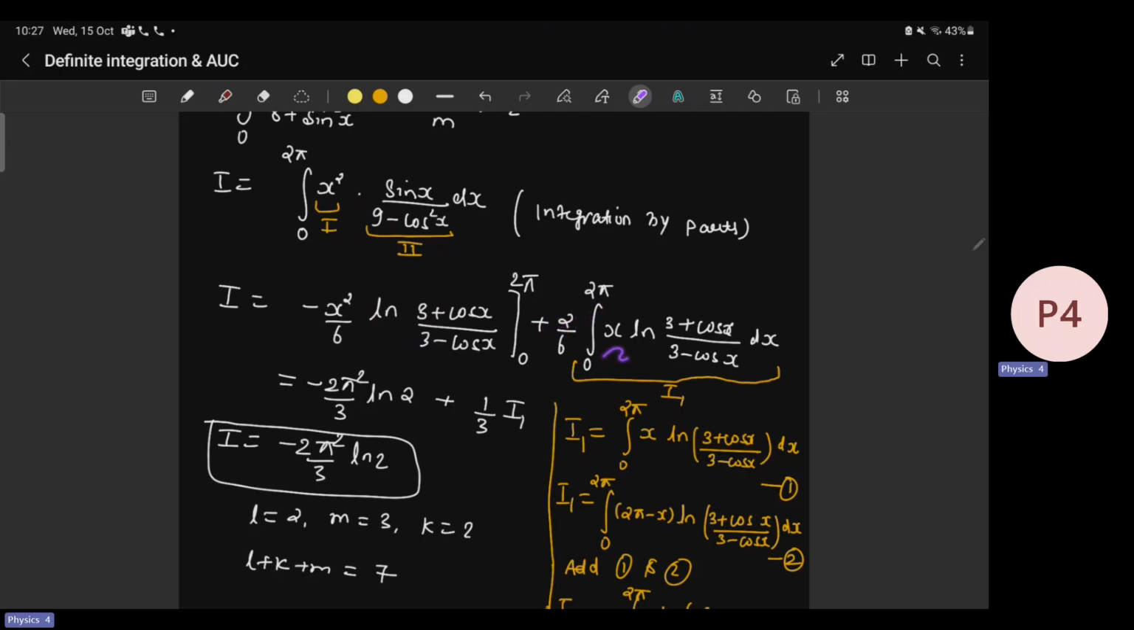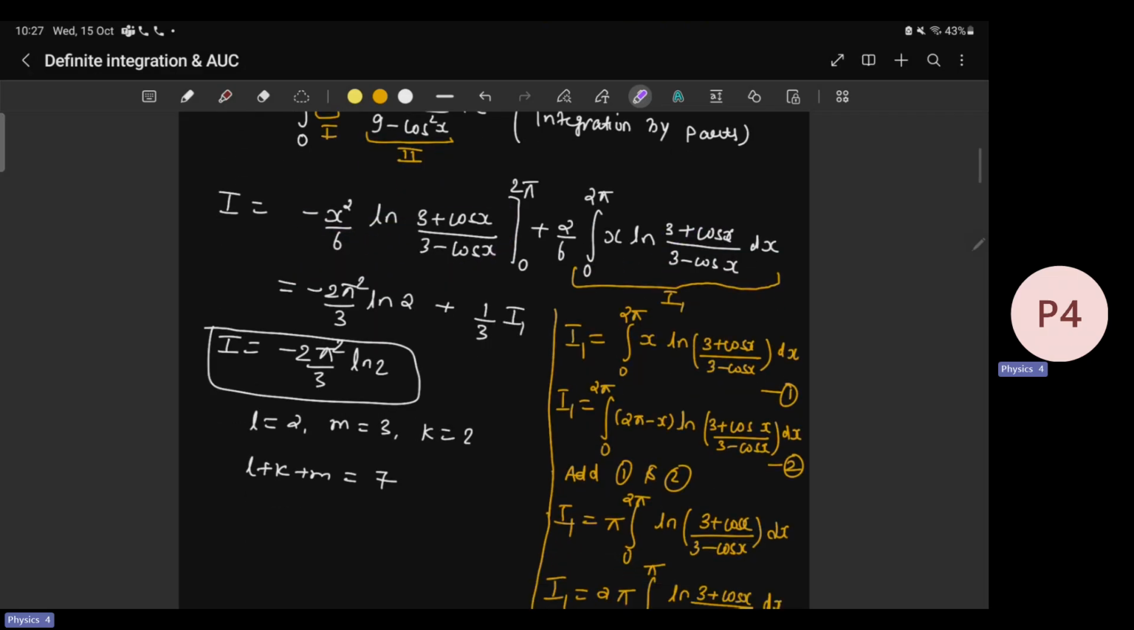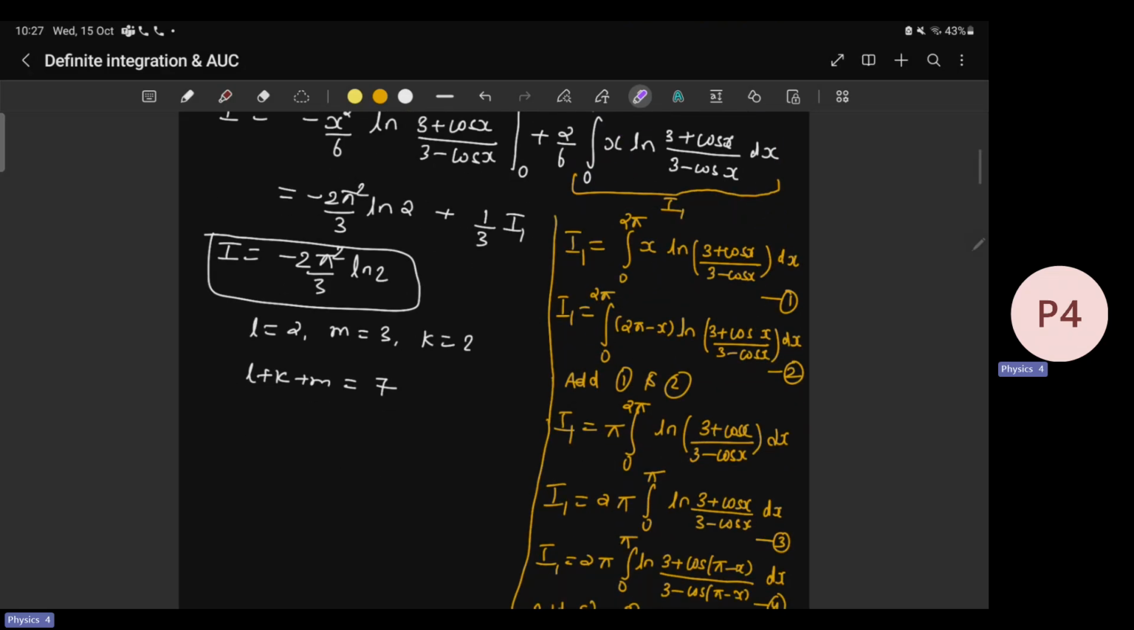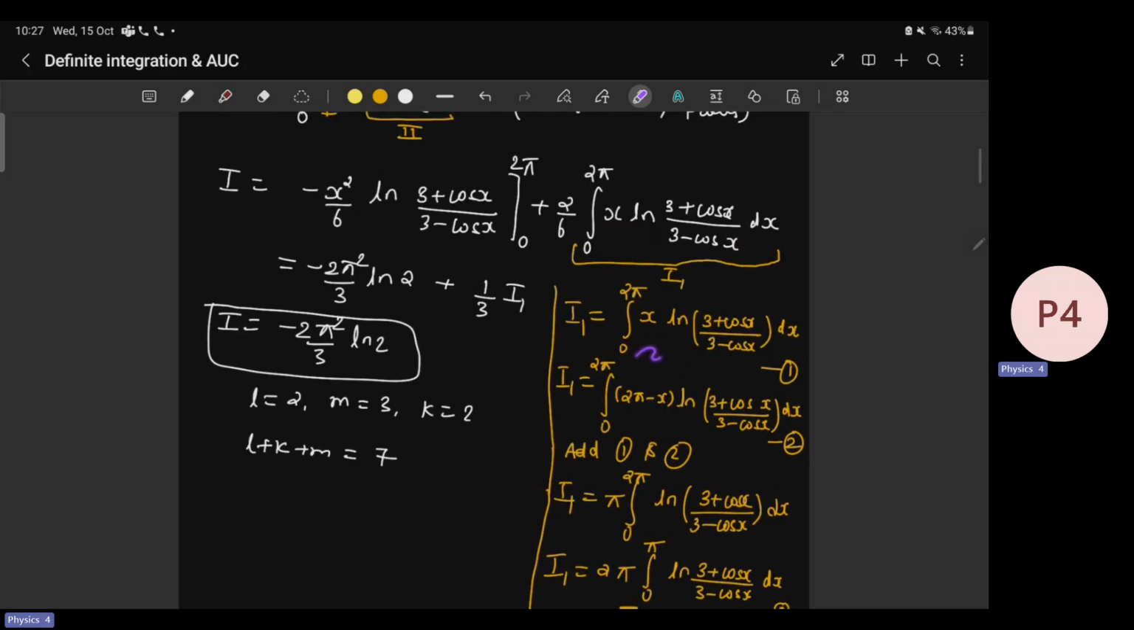Minus integration of the differentiation of the second function, that is 2x into the integration, again this is the integration along with the minus sign, put it here. All right. So now we can simply put the value of the limit in this. This will be equal to minus 2 pi square ln 2 by 3 minus 0 plus this, and suppose this integration is I1. We will calculate I1 separately.